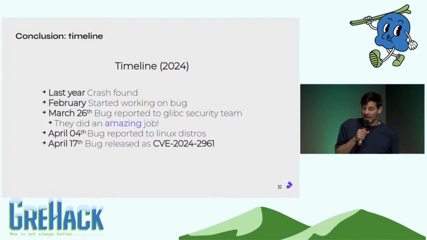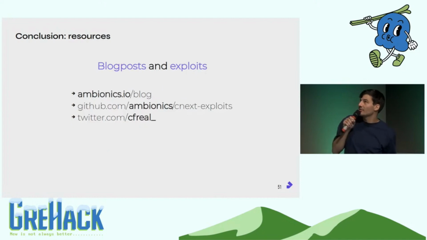Sorry. And regarding timeline, I found the bug last year, but I couldn't exploit it straight up because I was working on something else. So I started at the beginning of 2024, reported it at the end of March, and the glibc security team were really, really amazing. They were competent, they were fast, and they were nice, which is pretty strange. Like usually, they're not even one of these qualities. And so they patched the bug, I think, in 1 week. And the bug was released after a 2-week embargo as CVE-2024-2961.